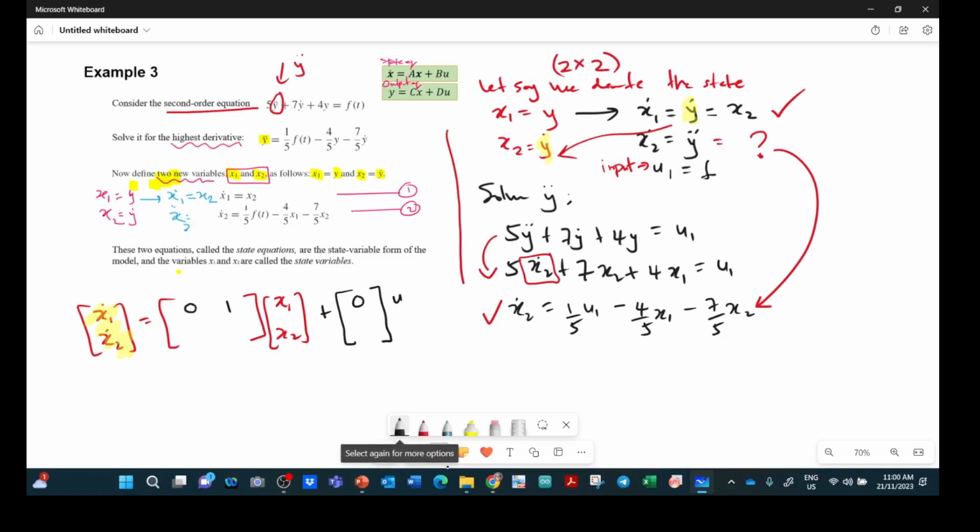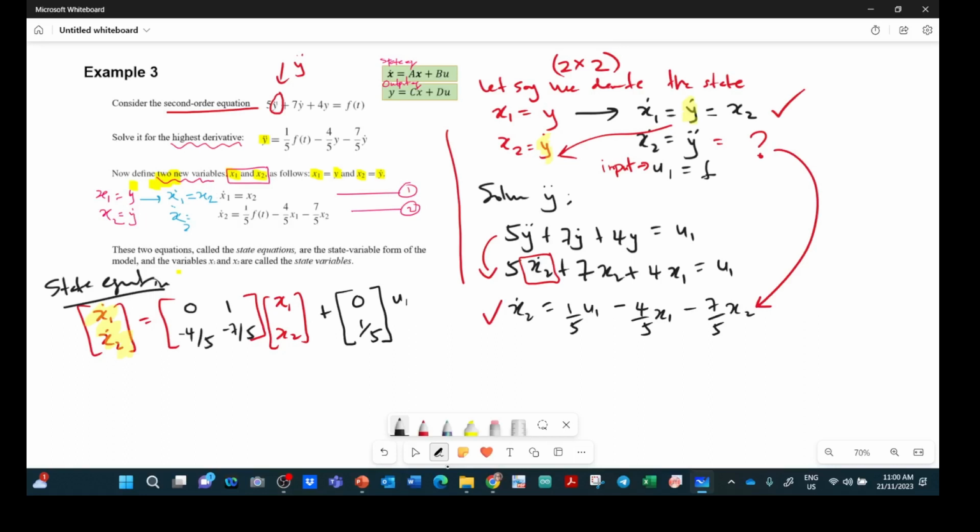So put it into the state equation. This is the state equation. So you have x2 dot equivalent to, the input just now, 1 over 5 u1, right? So 1 over 5. For x1 you have minus 4 over 5. For x2 it is minus 7 over 5. So this will be the state equation.